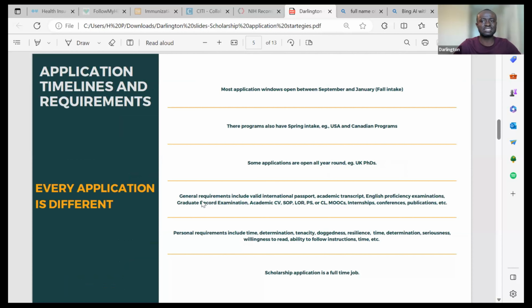But there are some general rules. Most scholarship applications open between September and January, or let's say September to December. Most PhDs in the United States, Canada, most MSc programs, Chevening, Commonwealth, Erasmus, open between September and January. Some can start as early as August, and some can extend to February or thereabouts. This is for the fall intake, the intake that starts around August, September.